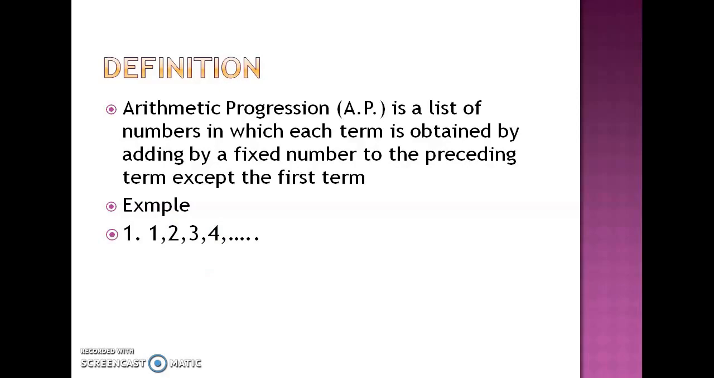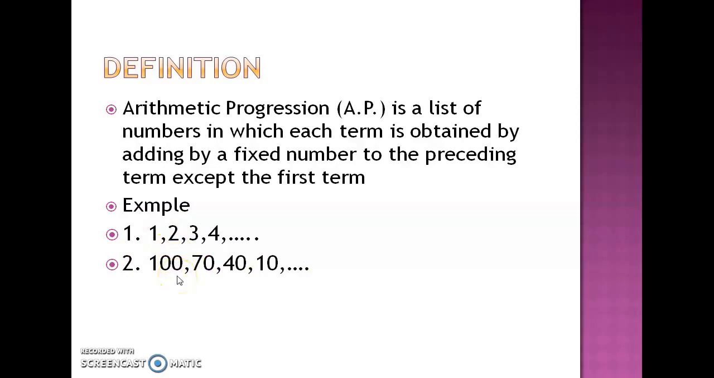In the first example, the sequence is 1, 2, 3, 4. So, in between the numbers, the difference is 1. The first term is 1, the second term is 2, the third term is 3, and the fourth term is 4. The first term is the preceding term, and 2 is the succeeding term.